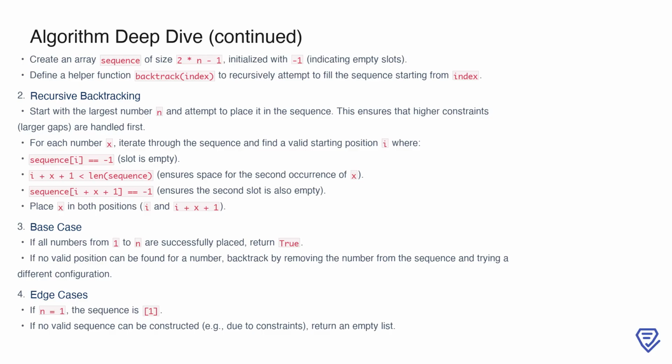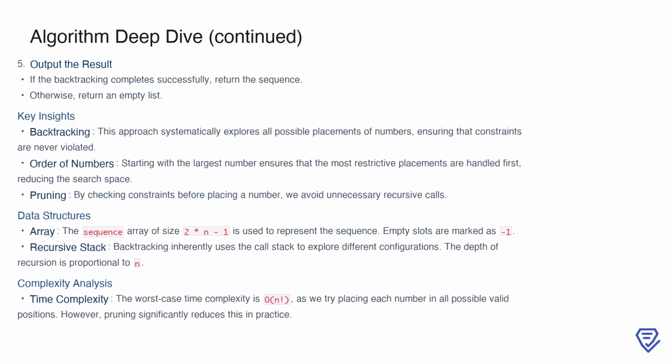For any number x, we iterate through the sequence to find an index i where both the current position i and the position i plus x plus 1 are empty. If such a position exists, we place the number x in those two slots. This placement step is critical because it ensures that the separation constraint for x is satisfied before moving forward. If the placement fails, we remove the number and backtrack to explore alternative configurations. Once the recursive backtracking function is implemented, we need to handle its outputs.